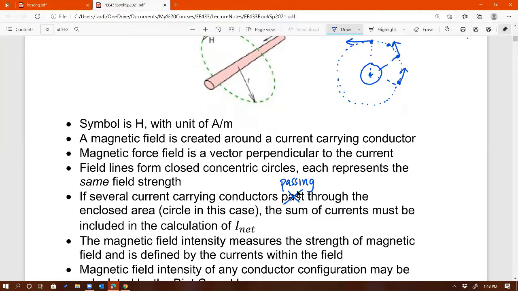So, depending on the number of wires, if you have more wires inside the circle, then you have to take into account the current on that other wire as well when calculating the strength of magnetic field at different points along that circle. So that's something that you also learn from physics. That's going to be the net current enclosed by this circle, okay?